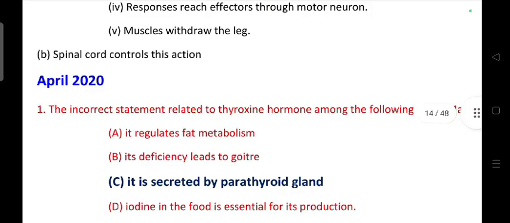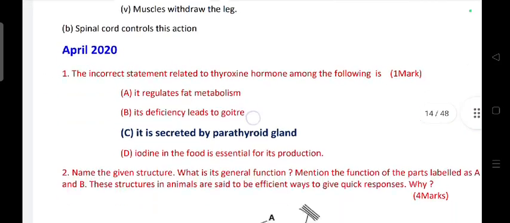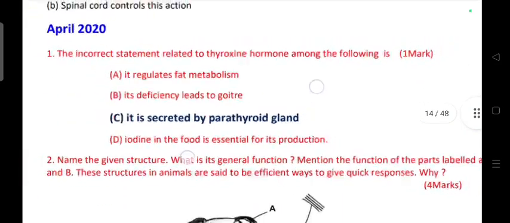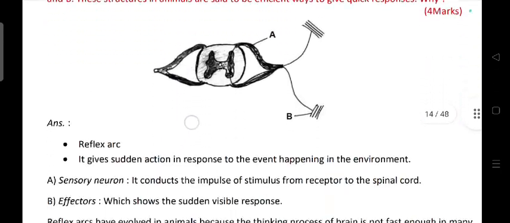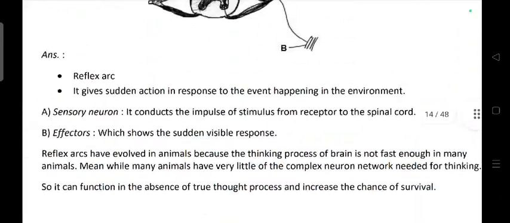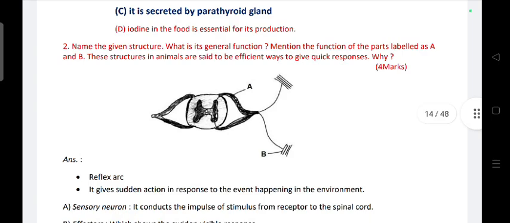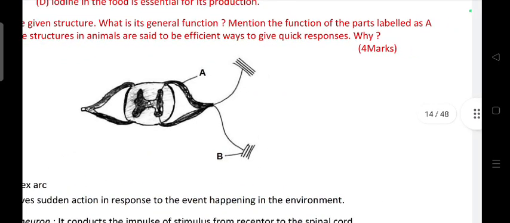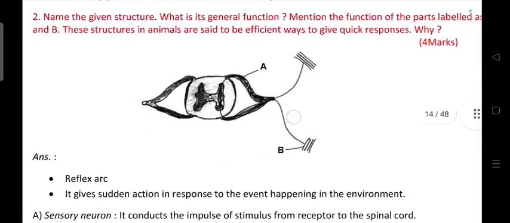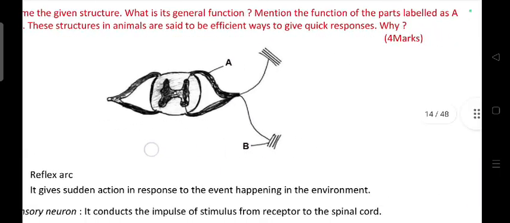So in April 2020, a 1 mark multiple choice question was there, and 4 marks. Total 5 marks was there in 2020. This is a 5 marks chapter. So name the given structure. What is the general function? Mention the function of the parts labeled as part B and part A.